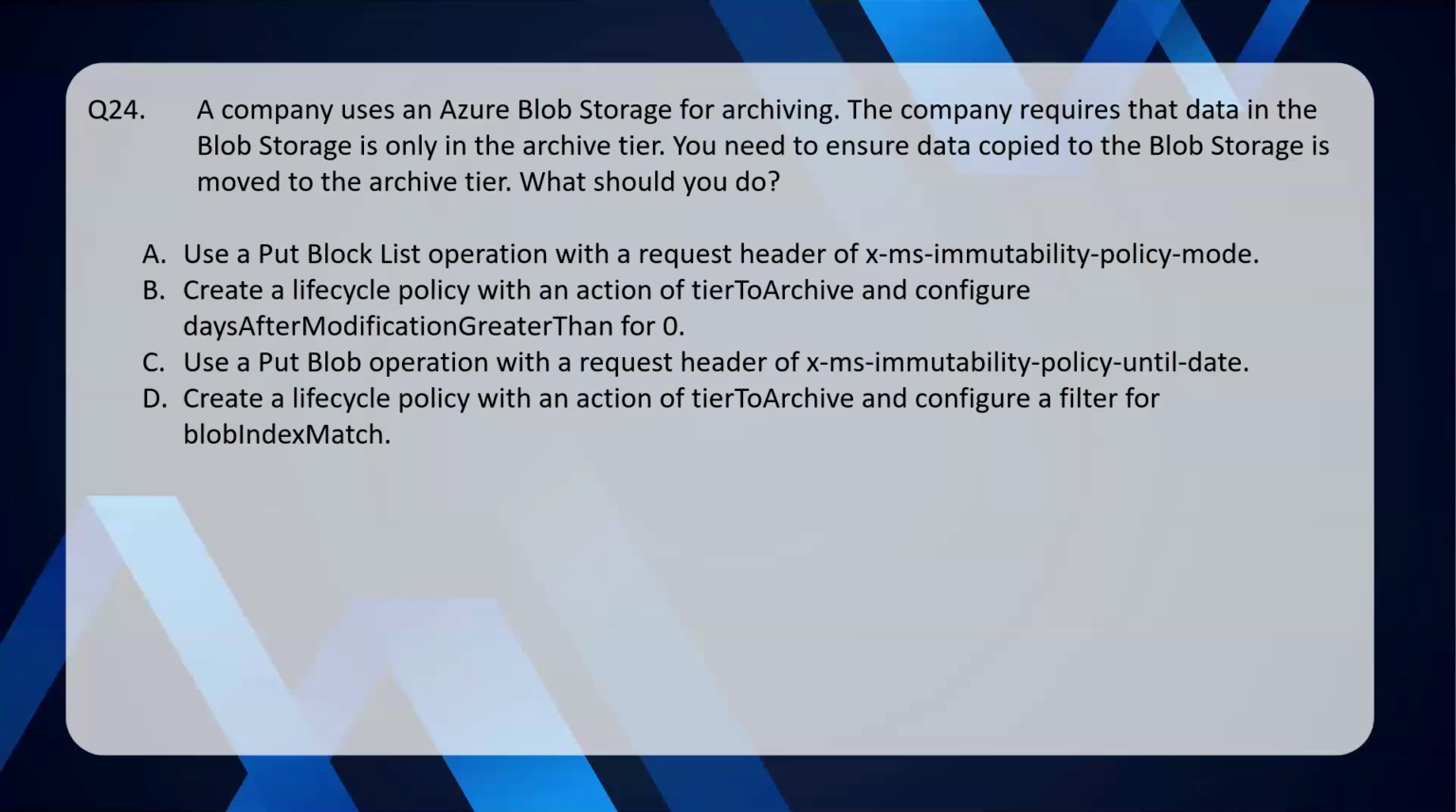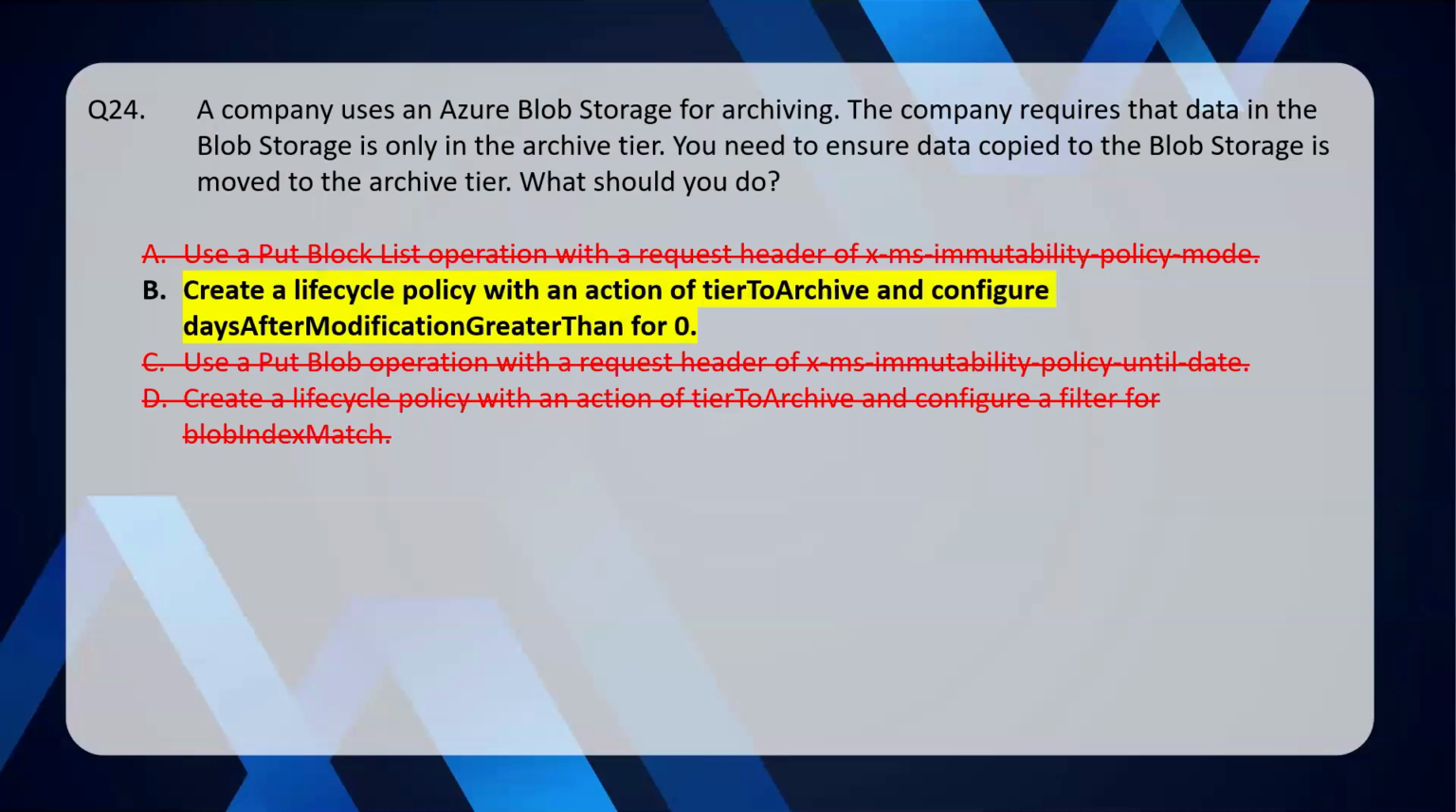Now friends, you want to ensure that any data copied to Azure blob storage is immediately moved to the archive tier. This can be best accomplished using a lifecycle management policy, so you can rule out option A and option C straight away. We know the action needs to be tier 2 archive as the goal is to move everything to archive tier. You will need to configure days after modification greater than to 0, as this applies the action immediately after the blob is uploaded or modified.